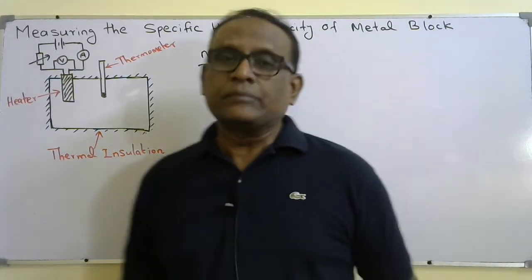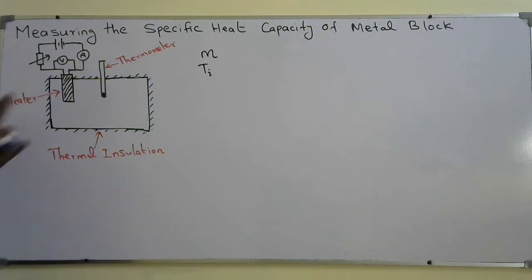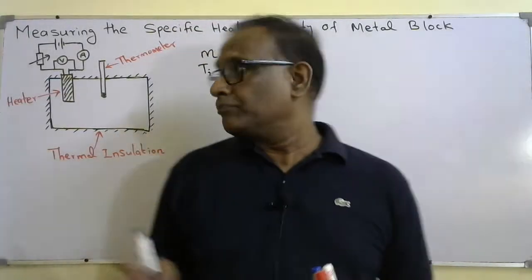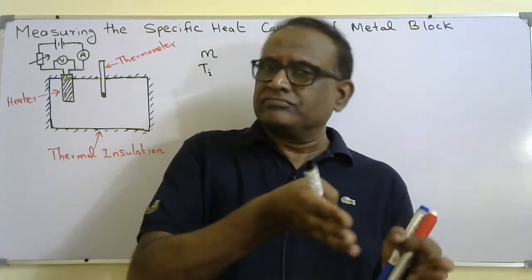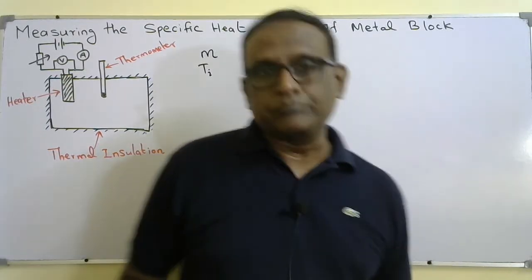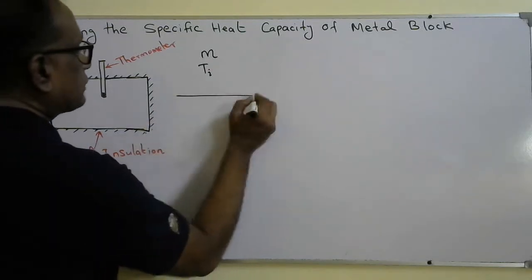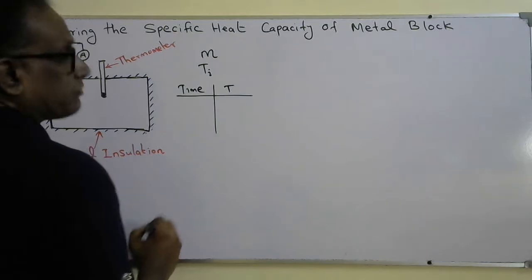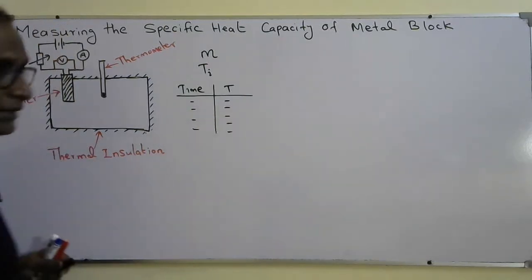So the initial temperature is recorded, the mass is measured, then at every known interval, depending on the power of the heater, you can measure the temperature of the metal block every 3 minutes or 4 minutes. During every known time period, measure the relevant temperature of the metal block. So this is time, and this is the temperature of the metal block. You can measure it at different known time intervals.